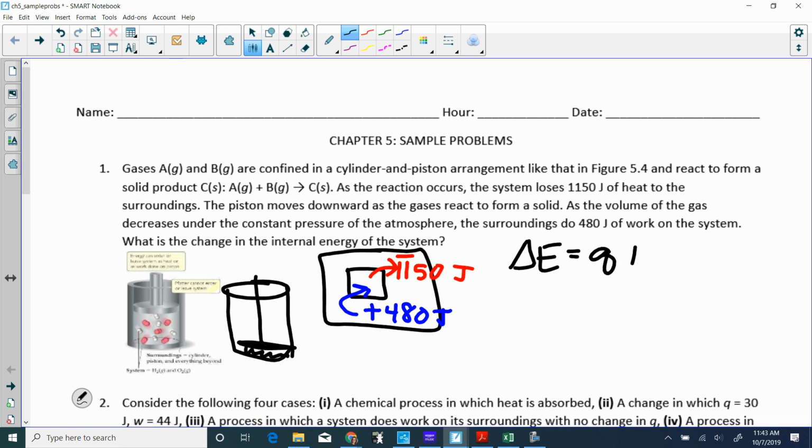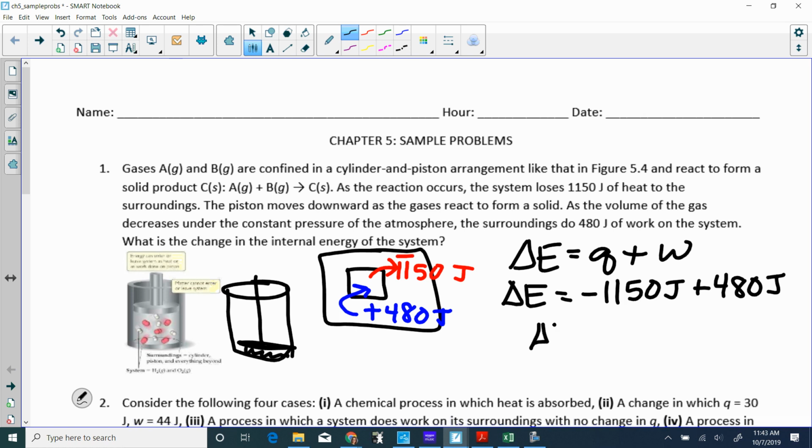Delta E, total energy, equals Q, heat, plus W, work. My total energy of my entire box, my entire system: I'm losing 1150 joules, negative, to the surroundings, but I'm gaining 480 positive joules from the atmosphere. Push your buttons, and then tell somebody next to you what that means.